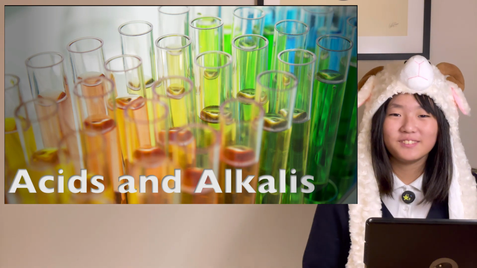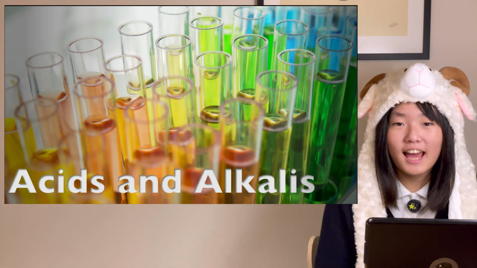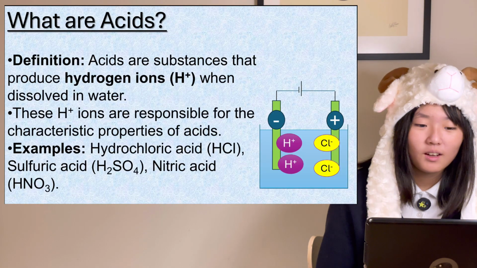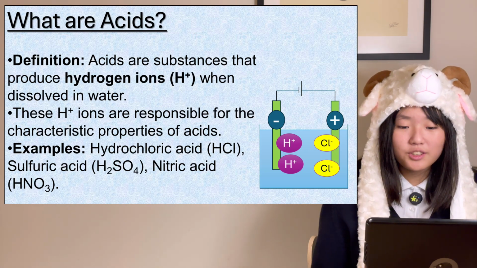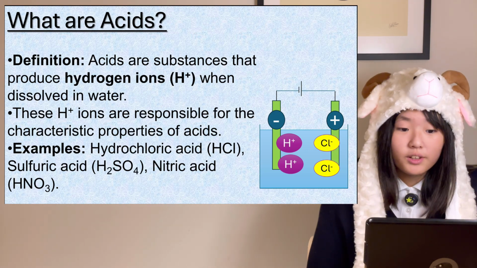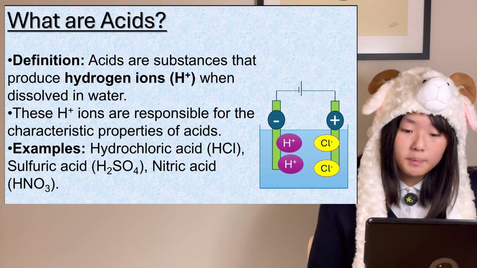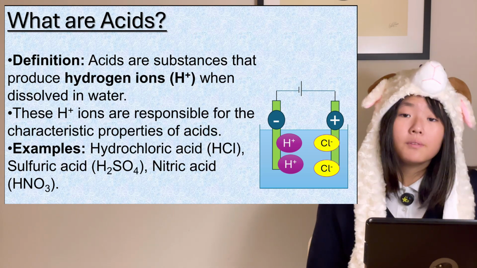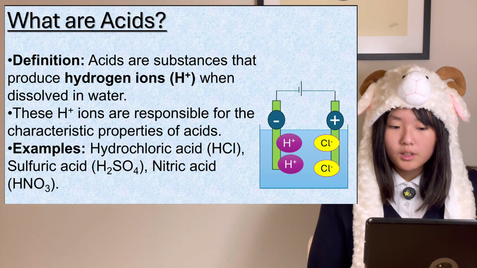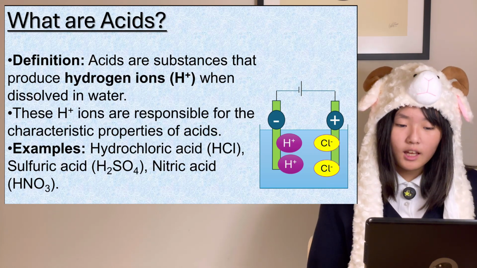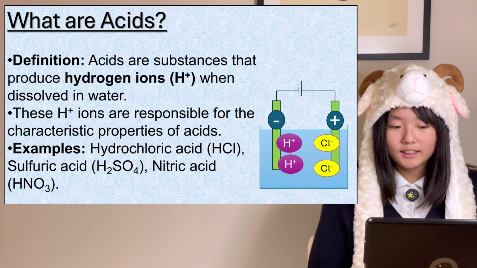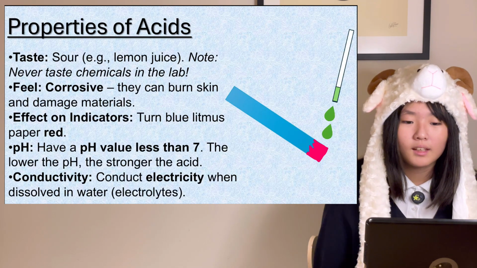Welcome back to our classroom. Today, I'll be teaching you about acids and alkalis. What are acids? Acids are substances that produce hydrogen ions when dissolved in water. These hydrogen ions are responsible for the characteristic properties of acids. For example, hydrochloric acid, HCl, sulfuric acid, H2SO4, nitric acid, HNO3.